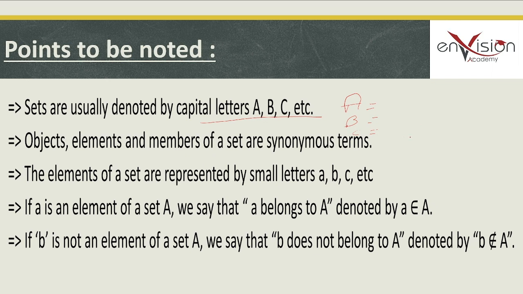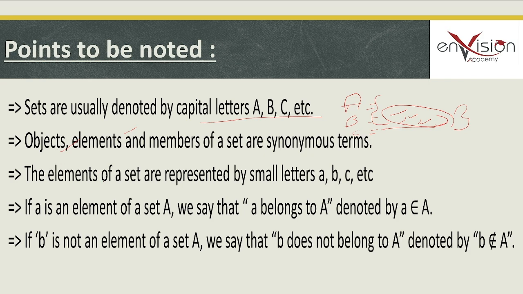For example, I have taken the rivers of India: the Ganga, Yamuna, Brahmaputra. All these rivers are fine to be in one set. We write them down in one set here. So the Indus, Brahmaputra, Ganga, Yamuna, all these rivers are the members of a set, or we can say the elements of the set, or we can say the objects of a set.